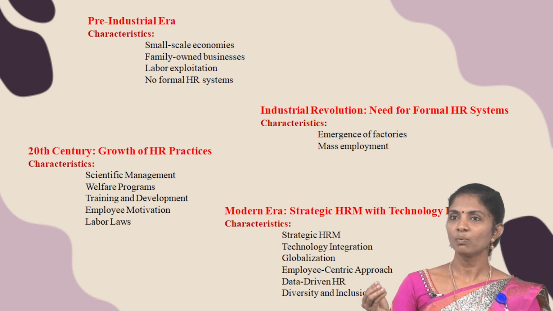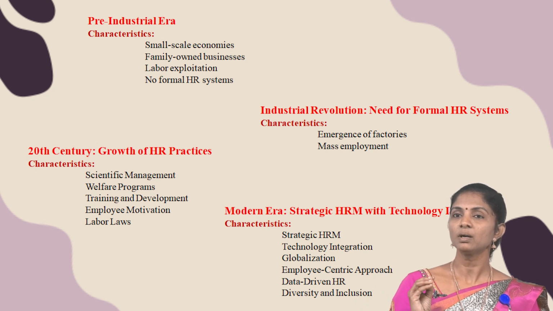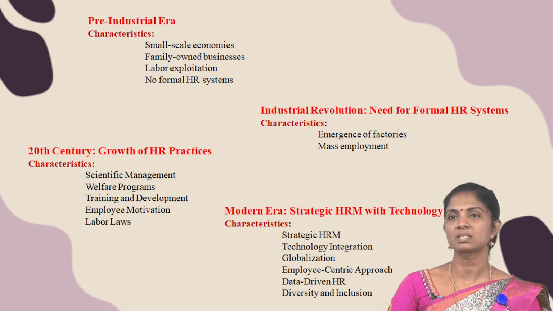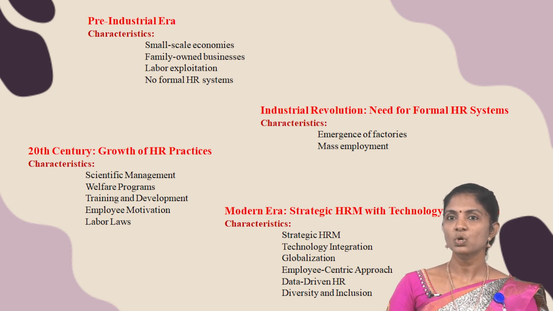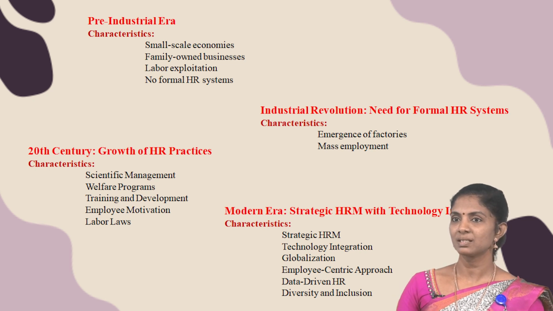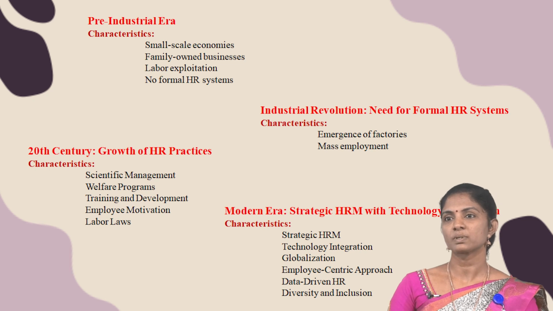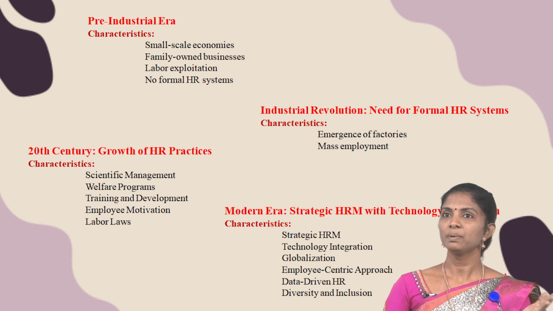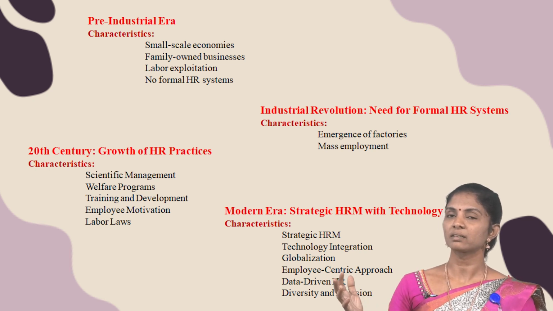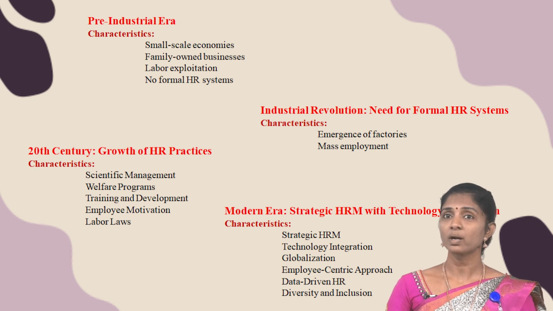So the economy was primarily agrarian with minimal industrial activities. The work was based on family-owned businesses. The work was organized in households or small workshops. The laborers worked under informal agreements. Next, the laborers or workers often lacked job security, welfare, or defined working conditions.